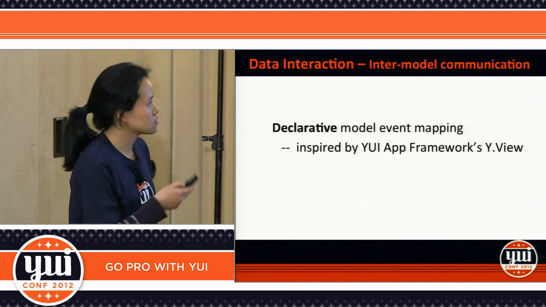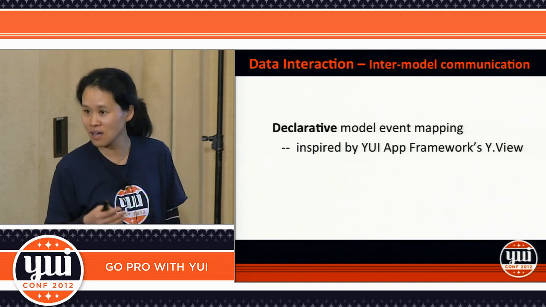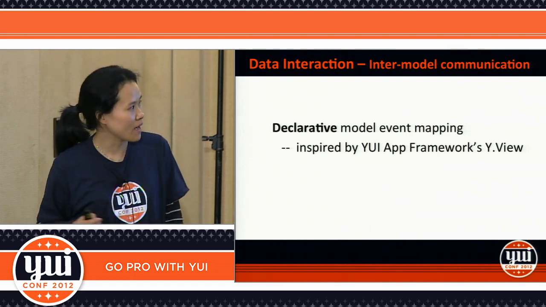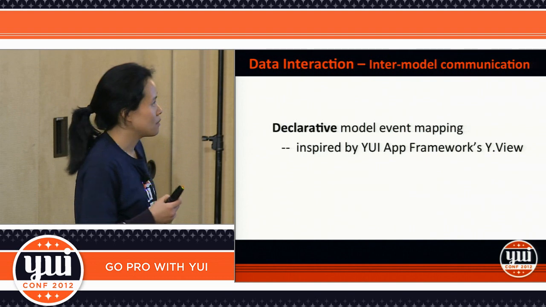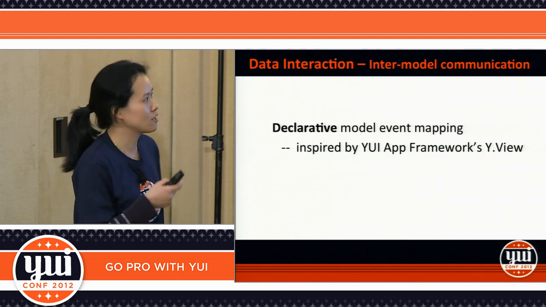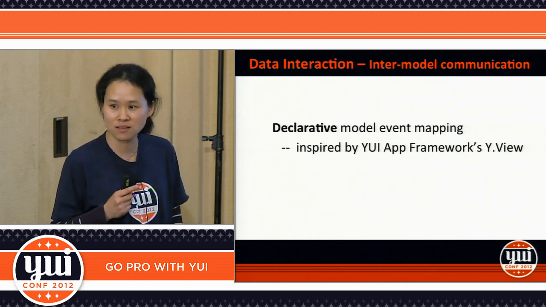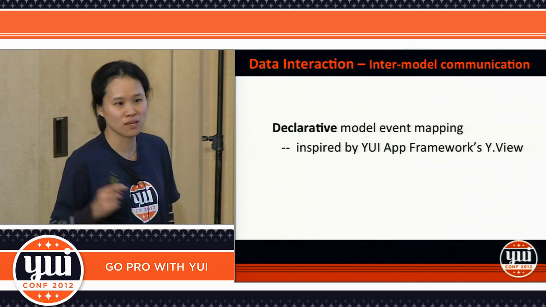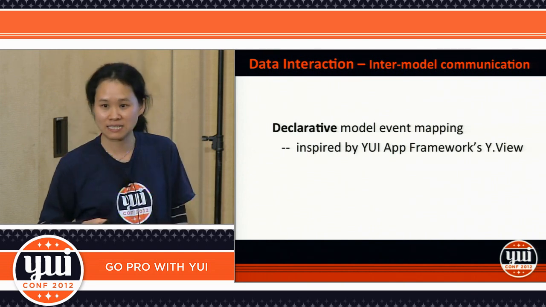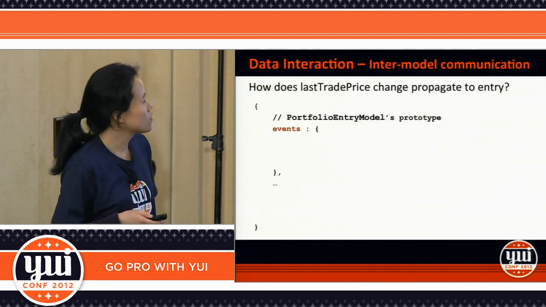So how did we do that? You could manually set up everything by yourself. And what we actually did was truly inspired by the YUI app framework's Y.View. In the YUI view component, you can have something called declarative event mapping. But in that case, it's particularly mapping your UI events. In our case, we actually borrowed that idea. So we use that same mapping for model events. And this is an example.